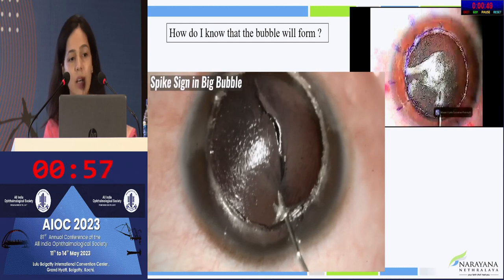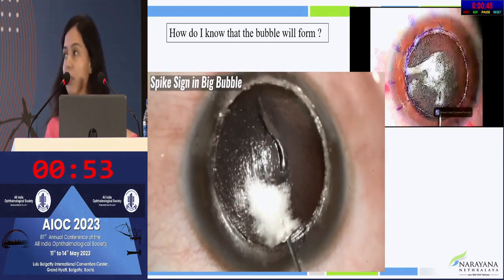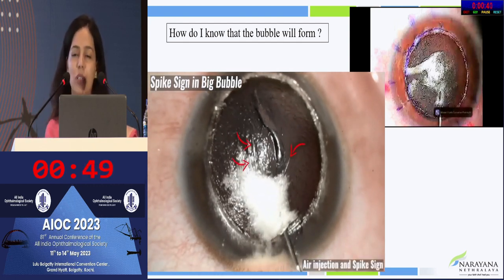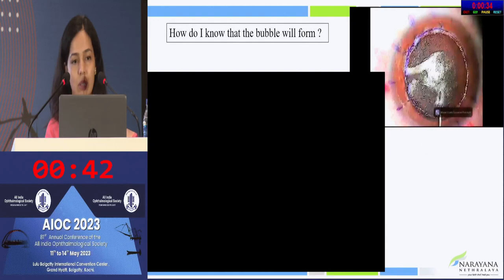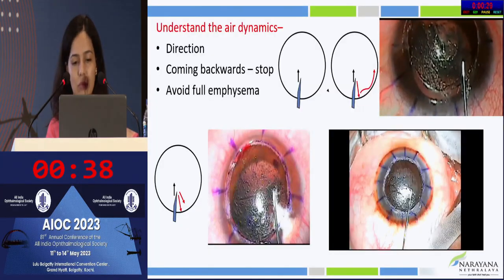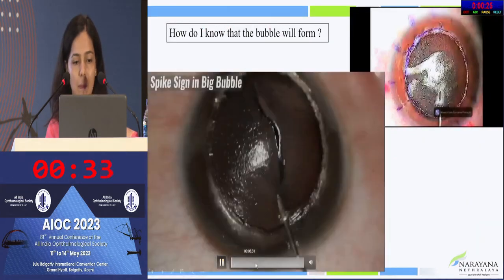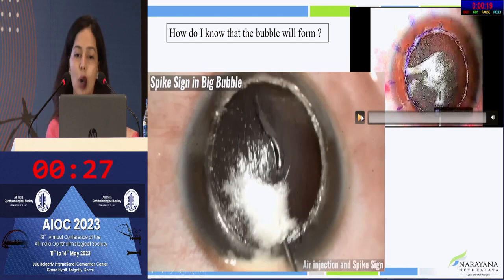Easy enough. This is one sign which I have found to be quite useful. So if you notice the video on the right side, these very fine spoke-like structures are seen out of the emphysema, which will then predict the formation of the big bubble. And this would not happen in a normal emphysema.